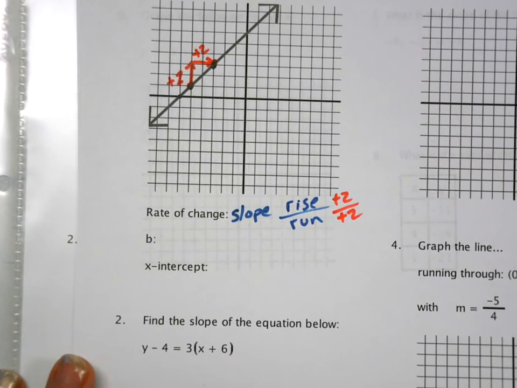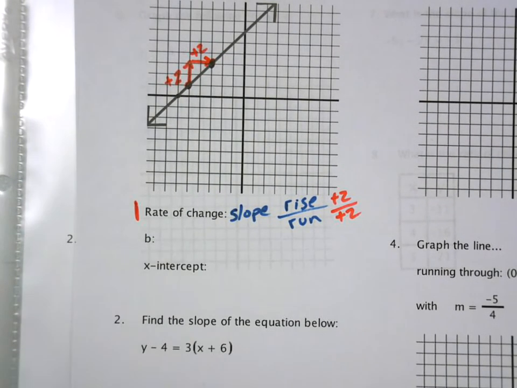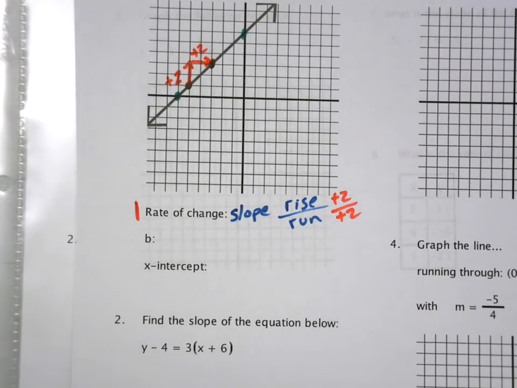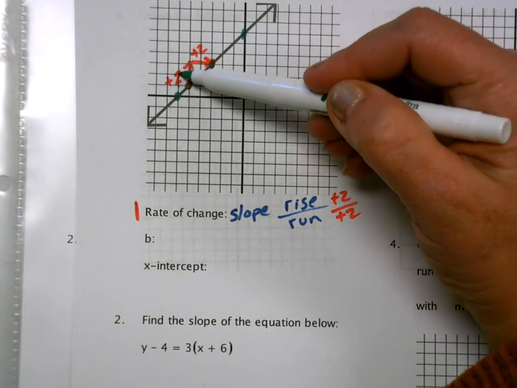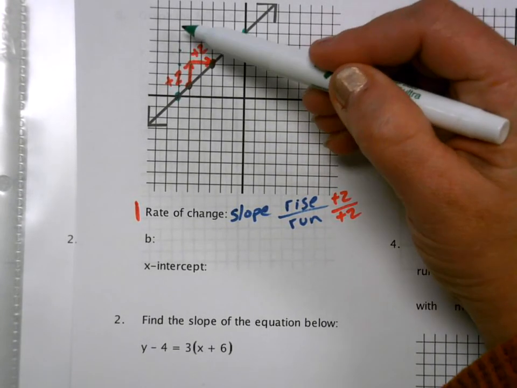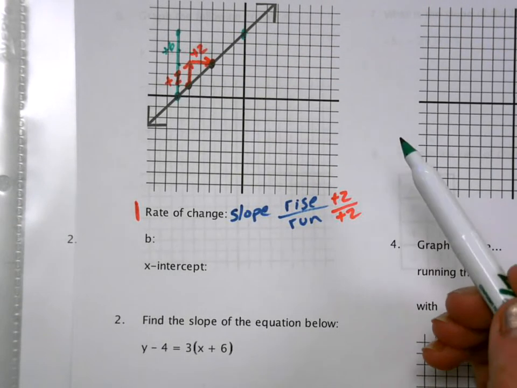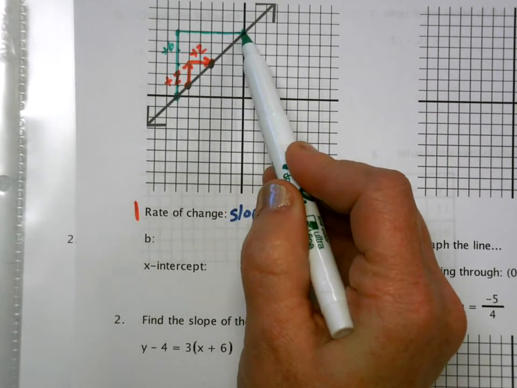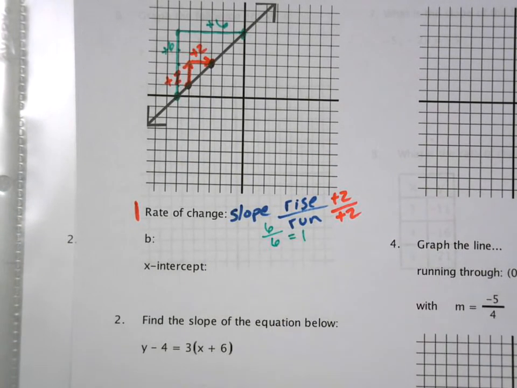So what is 2 divided by 2? What does that reduce to? 1. So my rate of change is 1. So if I pick 2 different points, if I pick my x-intercept and my y-intercept, and I count 1, 2, 3, 4, 5, 6, that would be up 6, right? And then 1, 2, 3, 4, 5, 6 over. So it'd still be 1. And 6 over 6 is still equal to 1.